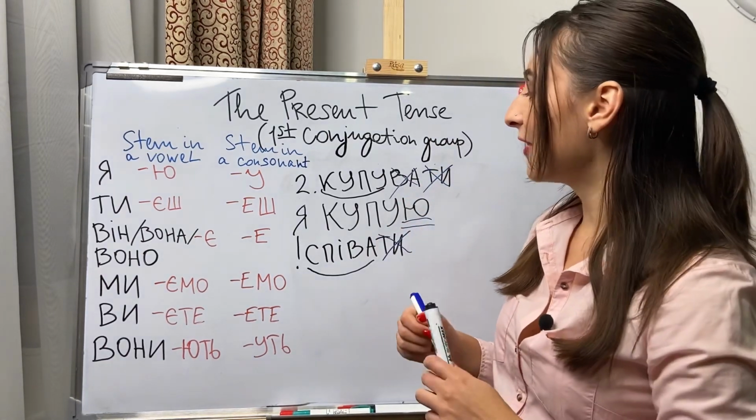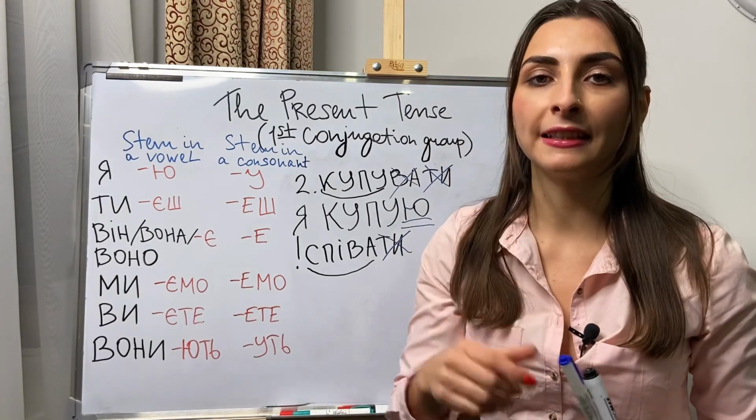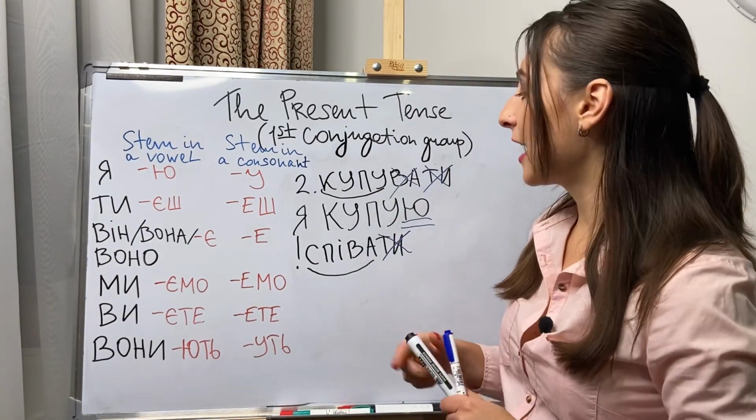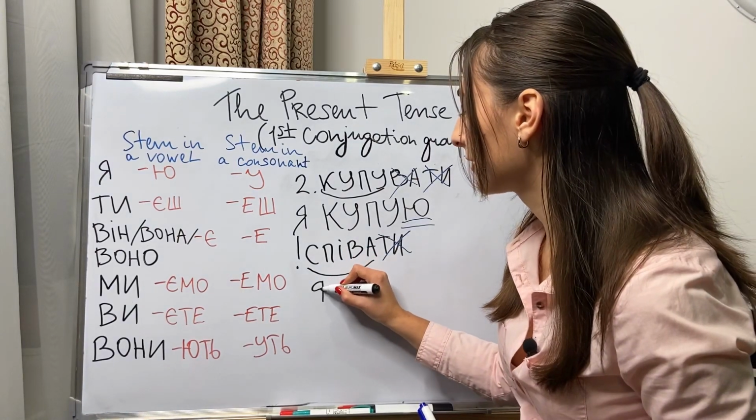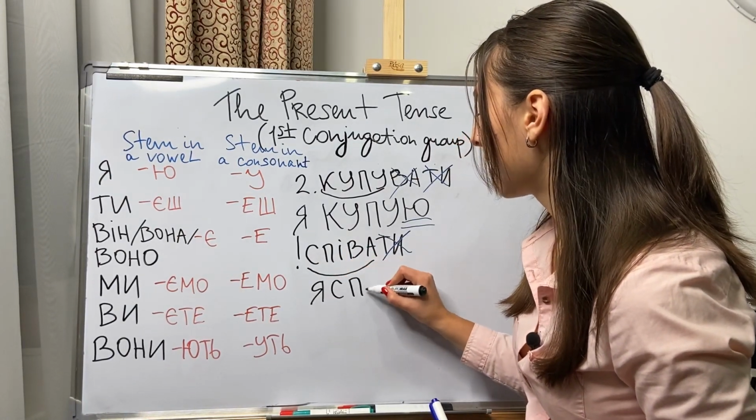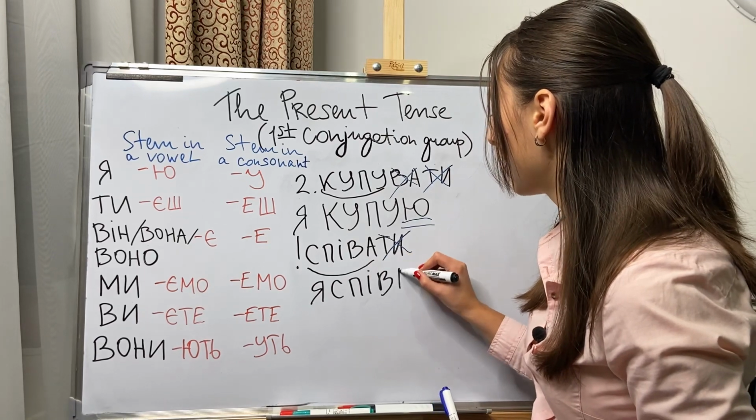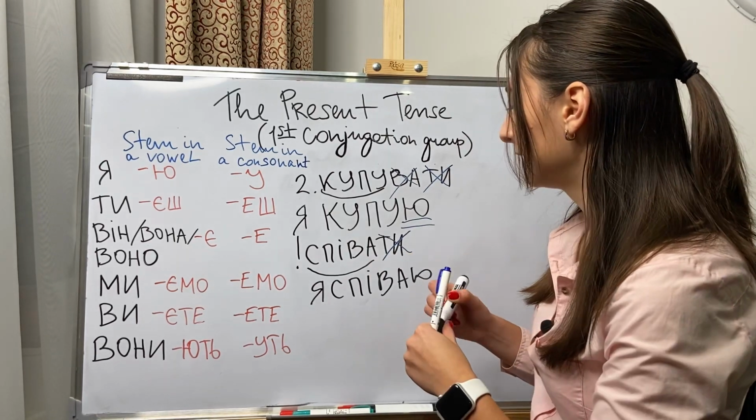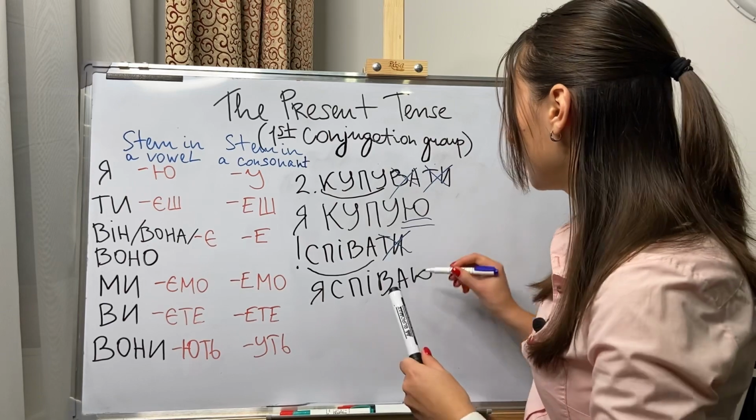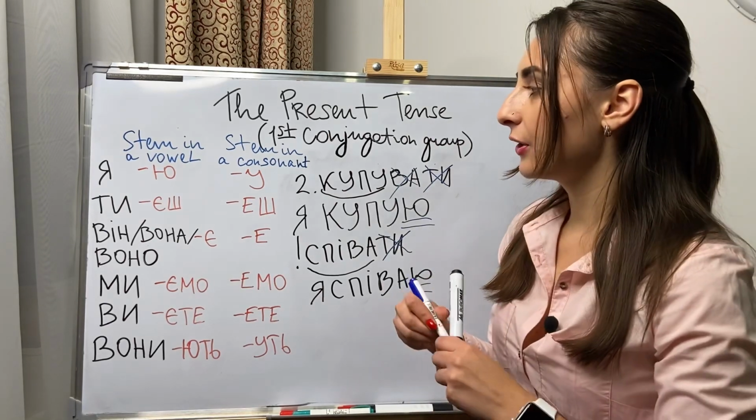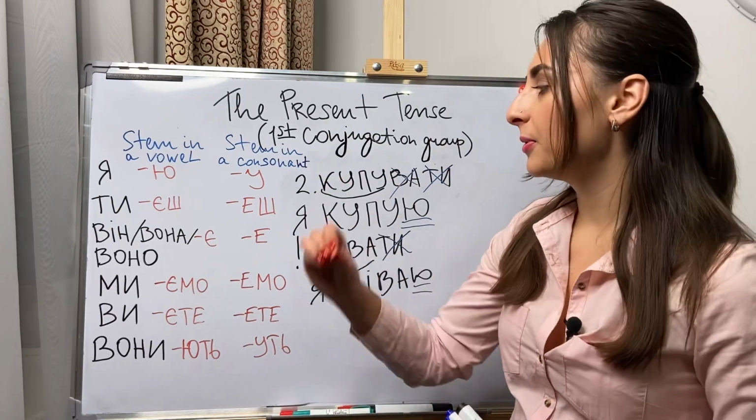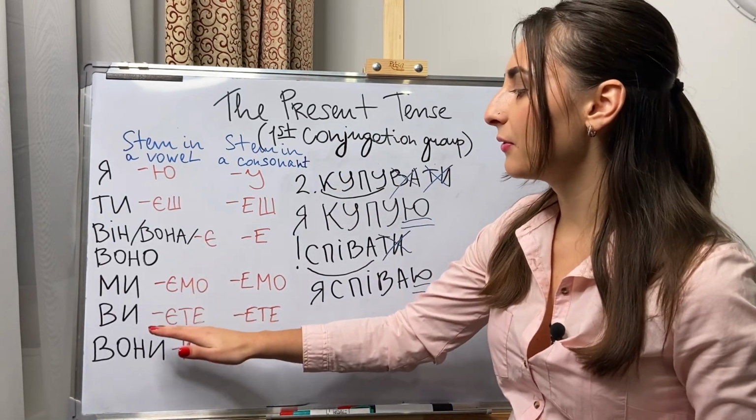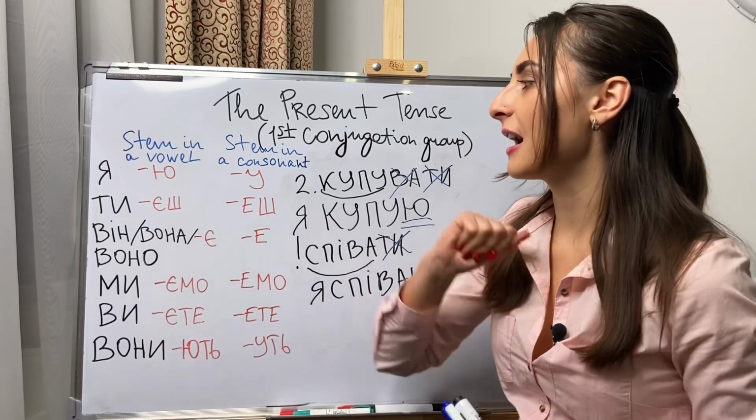So, співати, if you want to say I sing, я співаю. Again, we have a, it's a vowel, so we use this kind of form. Я співаю. I sing. If you say ти співаєш, you sing. Він, вона, воно співає, ми співаємо, ви співаєте, вони співають.